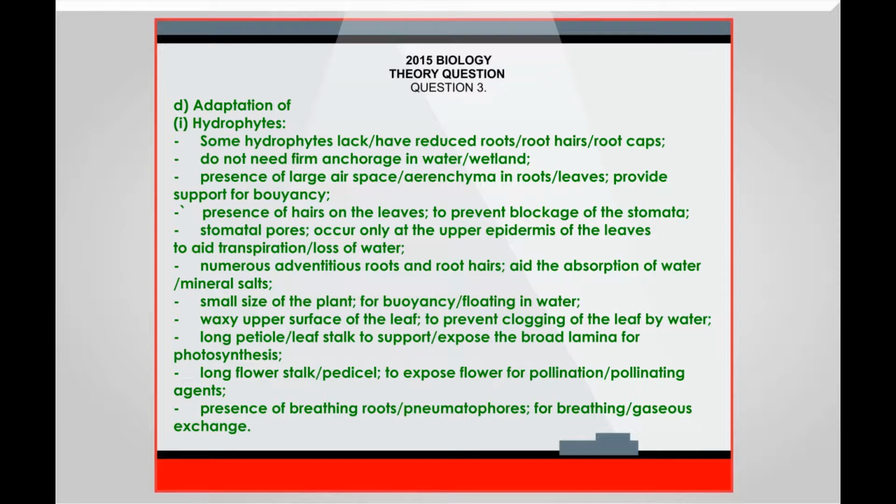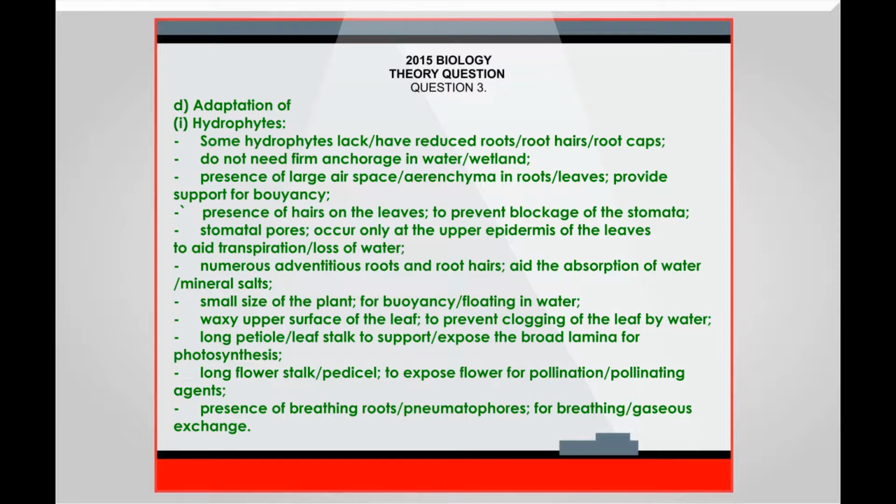Adaptation of hydrophytes. Some hydrophytes lack or have reduced roots, in water or wetland. Presence of large airspace, parenchyma in roots and leaves, provides support for buoyancy. Presence of hairs on the leaves to prevent blockage of the stomata. Stomatal pores occur only at the upper epidermis of the leaves to aid transpiration. Numerous adventitious roots and root hairs aid the absorption of water and mineral salts.